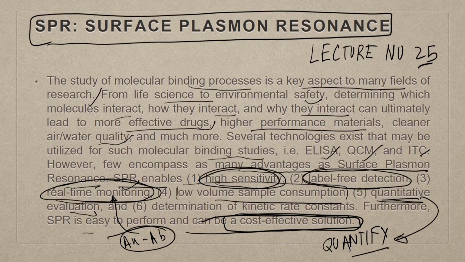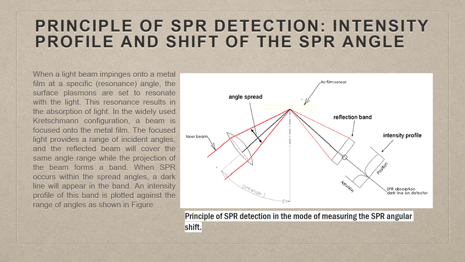Okay. So, how does SPR really look? Principle of SPR detection, intensity profile and shift of the SPR angle. So, when a light beam impinges onto a metal film at a specific resonance angle, the surface plasmons are set to resonate with light. This resonance results in absorption of light.